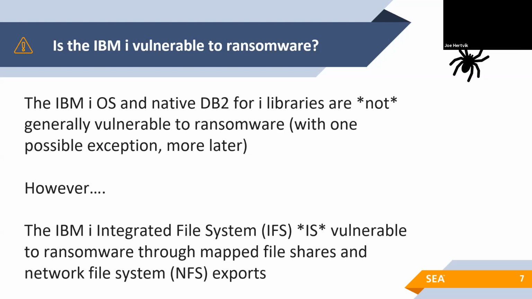The big place where the IBM is vulnerable to ransomware is in the integrated file system, which is your basic file structure where all the files and folders and operating systems that run on the IBM machine, on your Power System under IBM, are stored. Think of the IFS like a PC hard drive where it has folders and directories and files underneath it. The IFS itself is vulnerable to ransomware through mapped file shares and network file system exports.